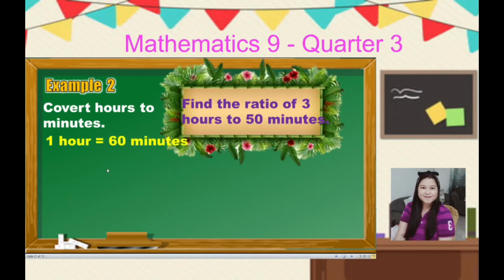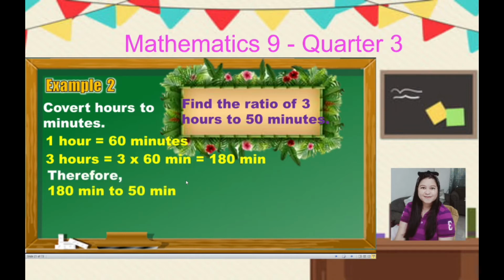So, sa loob ng isang oras, there are 60 minutes. So, therefore, yung 3 hours, pag kinonvert natin to minutes, that will be 3 times 60 minutes. So, that is equivalent to 180 minutes. So, therefore, we can now say that 180 minutes to 50 minutes yung kukuhanan natin ng ratio. Kasi yung 3 hours ay 180 minutes. So, writing it in ratio notation, that will be 180 is to 50.